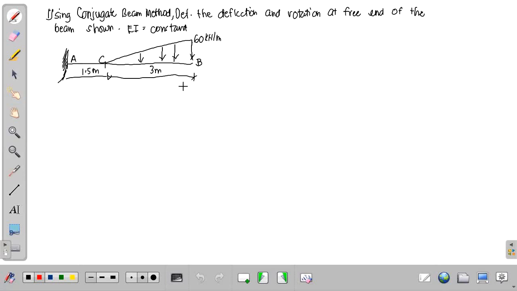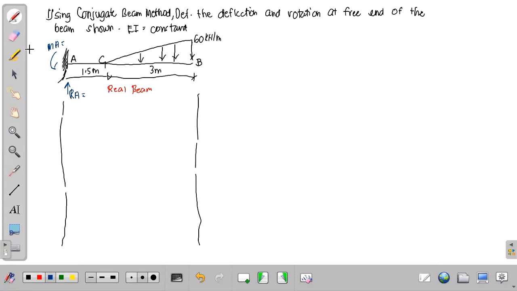Okay? So ano yung sabi sa first procedure? Ano yung first procedure natin? We have to draw for the M/EI diagram. Okay? So let's draw for the M/EI diagram of this real beam. Ito yung real beam natin. Okay? So this is now our real beam. Okay? So we need to draw for the M/EI diagram of our real beam. Okay? So using moment diagram by parts. Mag-moment center tayo sa B. Okay? So we need to solve for the reaction at A and for the moment at A. So kindly solve for the reaction at A and for the moment at A. So kindly solve.